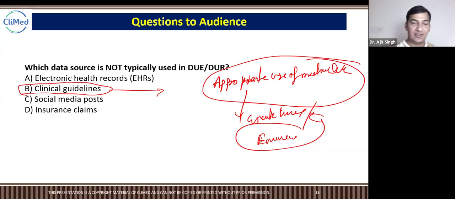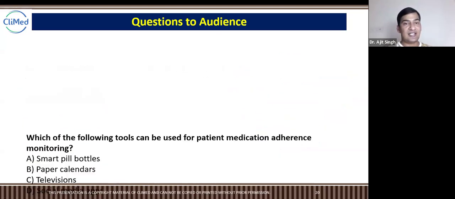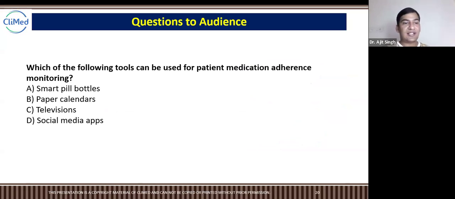We'll tell in the later part also. Thanks. Okay, clinical guidelines. Social media post was the correct answer, right? Now one more question here. Not out of the box, definitely it is the process of DUE. Which of the following tools can be used for patient medication adherence monitoring? Social media apps, televisions, paper calendar, or smart pill bottles?